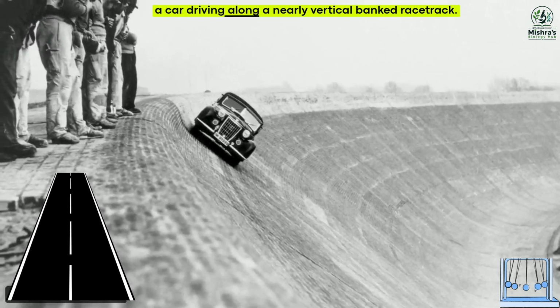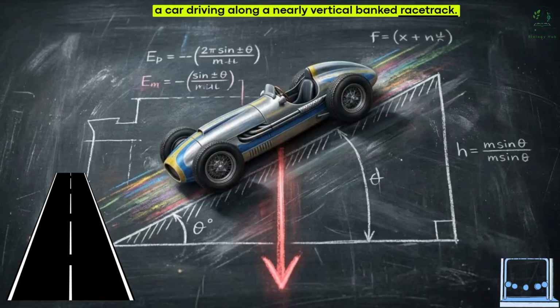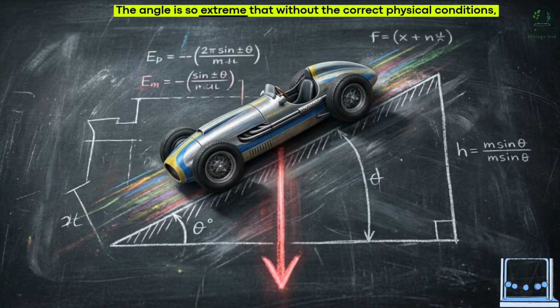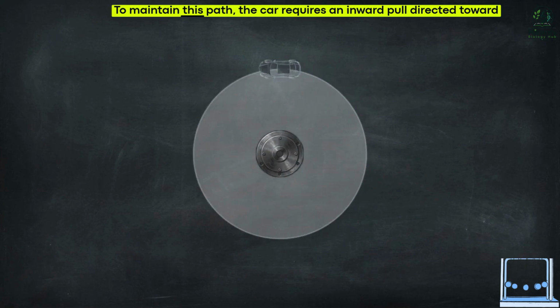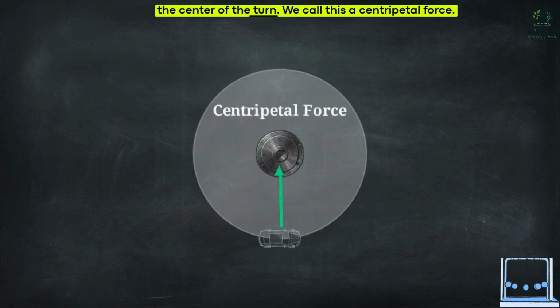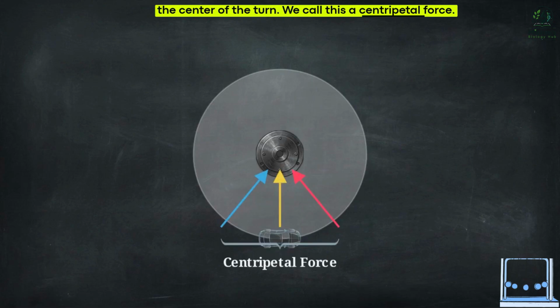Shows a car driving along a nearly vertical banked racetrack. The angle is so extreme that without the correct physical conditions, gravity would pull the vehicle straight down the wall. To maintain this path, the car requires an inward pull directed toward the center of the turn. We call this a centripetal force.